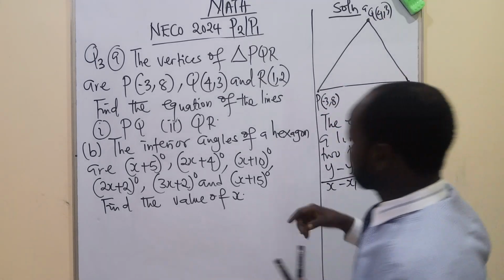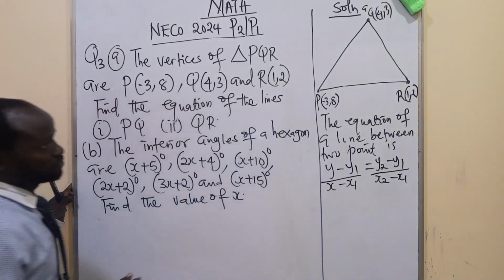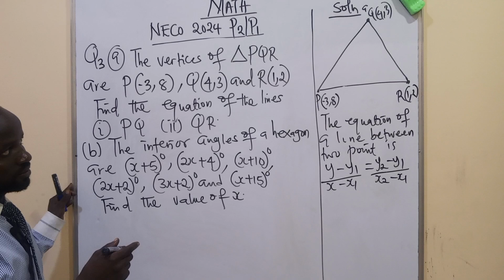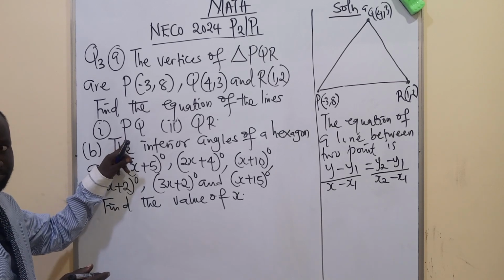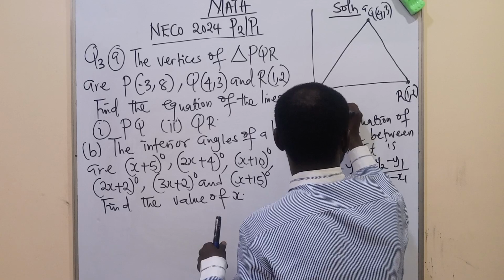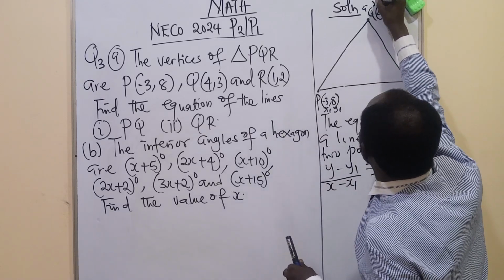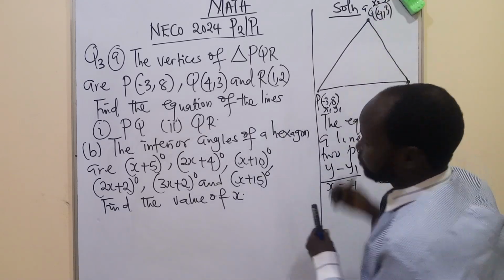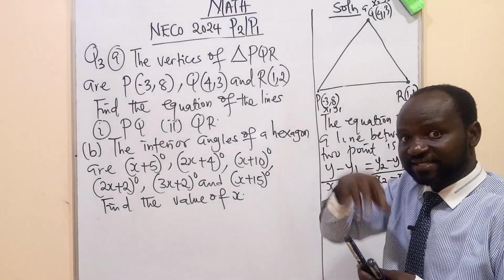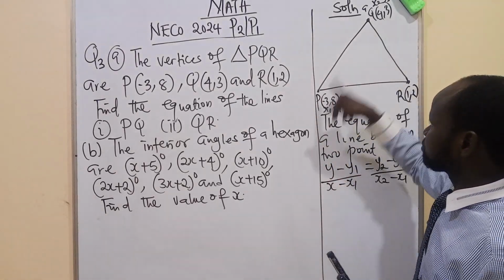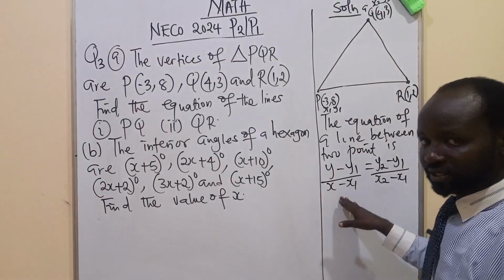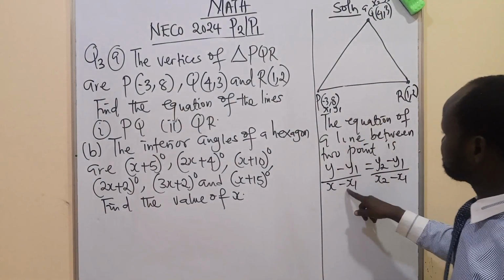To do that, we can use that formula. P to Q means we are starting from P, then Q. Of course, here will be our x1, y1, and here will be our x2, y2, respectively. Our x1 and y1 have to be from the starting point, where P to Q means you are moving from P, then Q. So let's substitute this information into the equation.